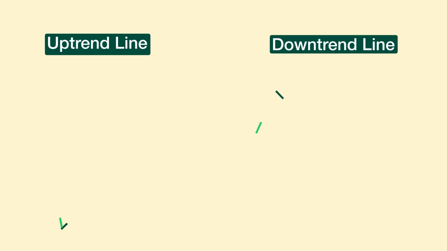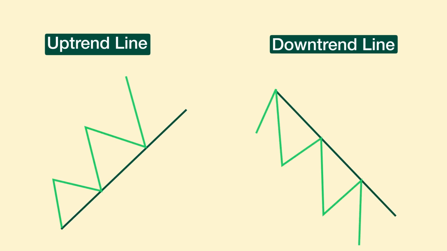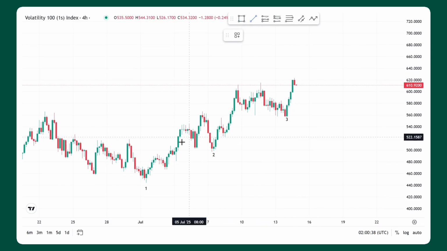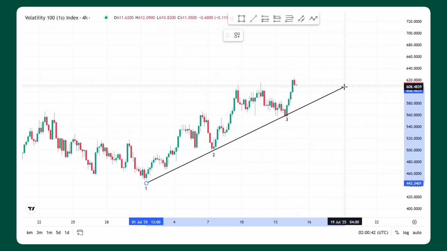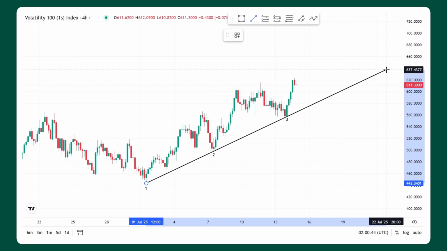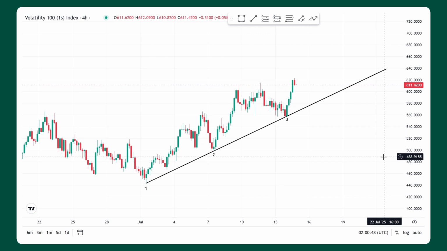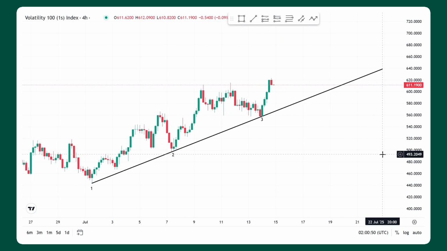There are two types of trend lines: the uptrend line and downtrend line. Uptrend lines are drawn from the origin of a bullish move, connecting at least two swing lows moving upwards. They represent a dynamic support level, suggesting that buyers are stepping in at increasingly higher prices.